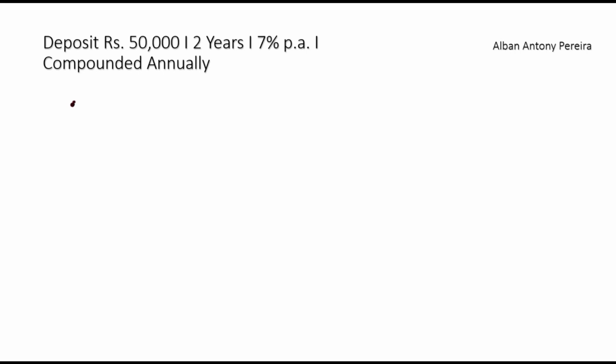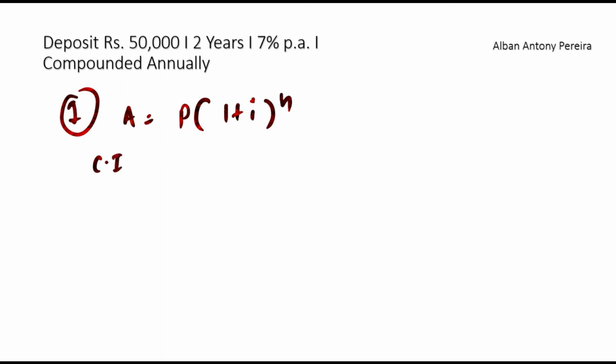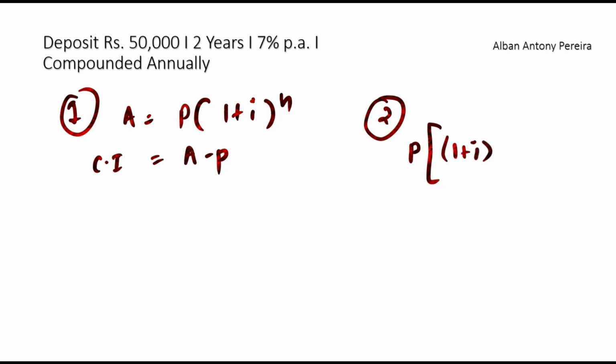So the first method is we'll first calculate the amount. Amount is equal to principal into (1 + i)^n, and then we calculate compound interest, which is equal to amount minus principal. The second method is principal, P[(1 + i)^n - 1]. So we'll just fill in the values and see whether the answer matches or not.